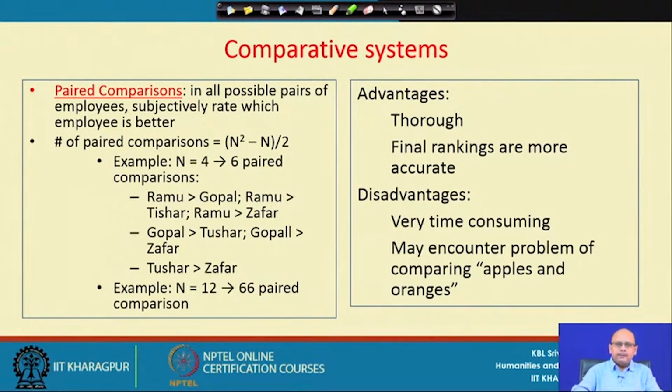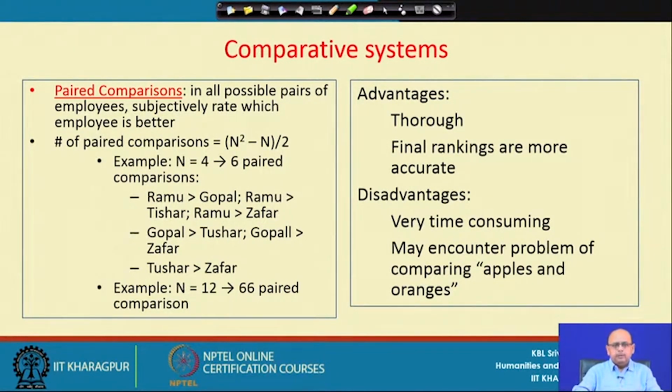Because it is a ranking, you pair each one with everybody. Now, this creates a problem when there are more people. If there are few people, you can compare each other, but suppose there are 12 people. Then the total number of comparisons goes up. Look at the formula, n squared minus n, divided by 2. Here n is 12, so 12 squared is 144, minus 12 is 132, divided by 2. It comes out to be 66.